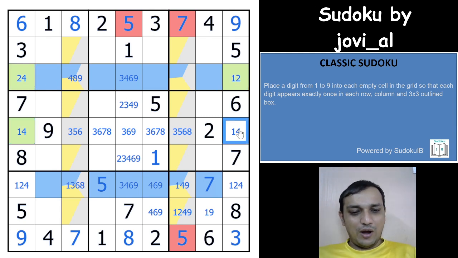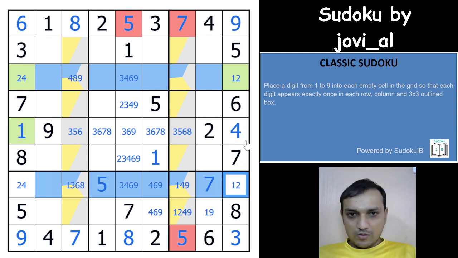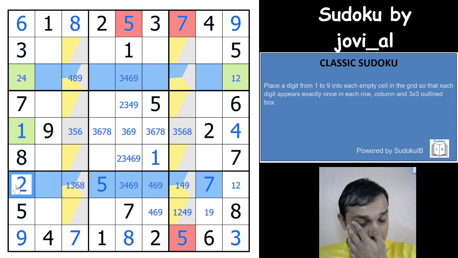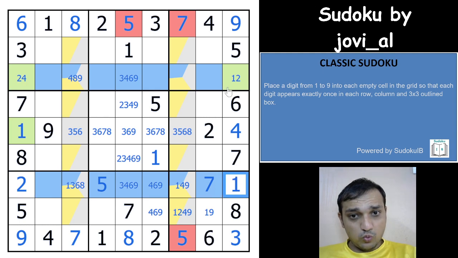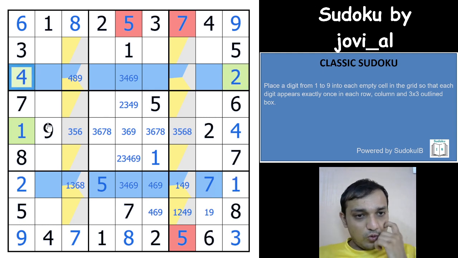This cell cannot be a 1. Same logic. So this would have to be a 4 1. You get it? Okay. Oh, this is not yet done. You get 1 2 here, you get a 2 4 here. Oh, this 4 will eliminate 4, and this would have to be 2 1 2 and 4.